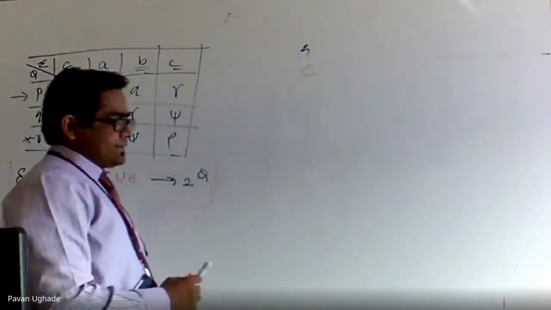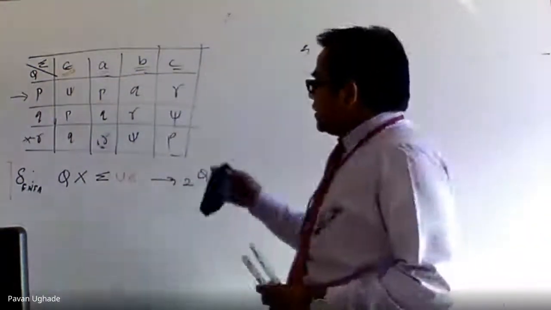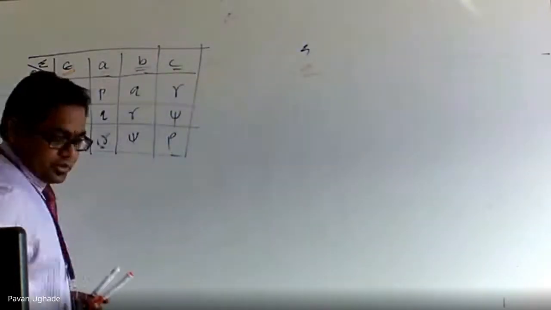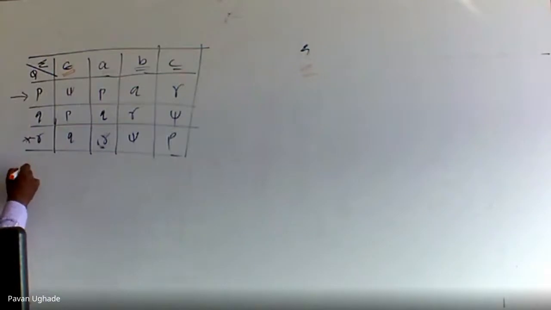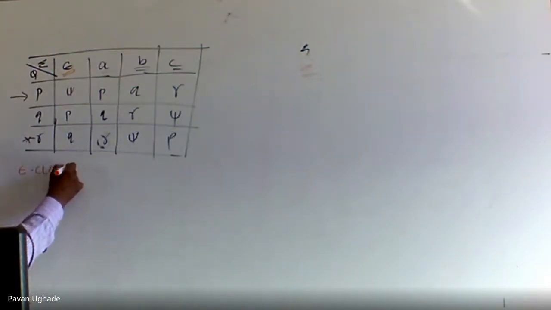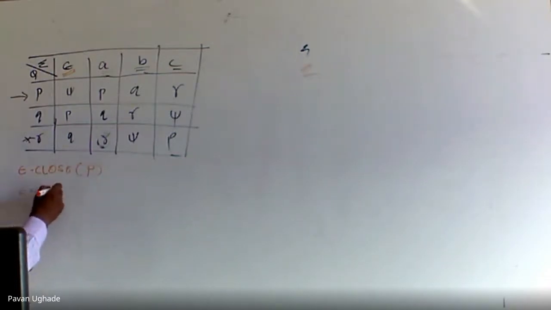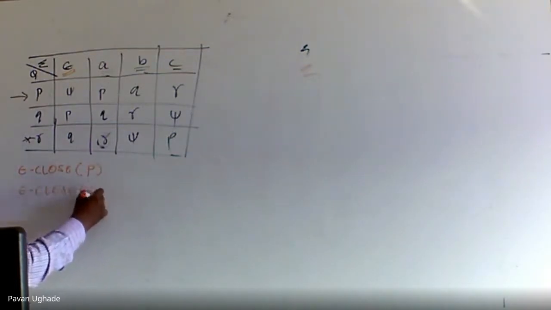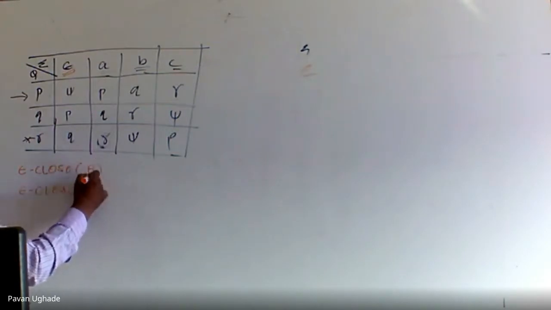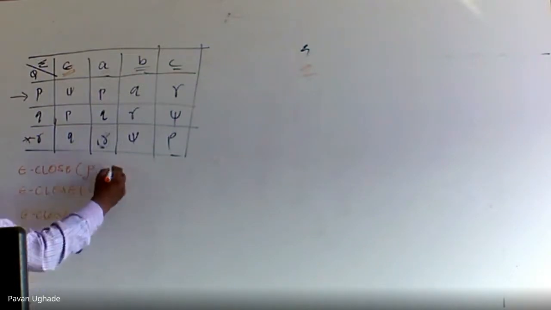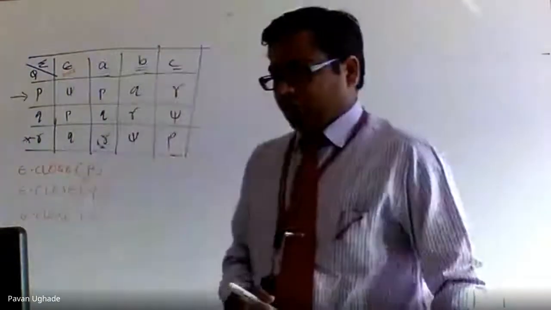So let me directly start with the conversion of this. As we are already aware, we will be required to find out the epsilon closure of all the states. Let me start with the P, Q, and R. So let's discuss what is the epsilon closure of P, Q, R.